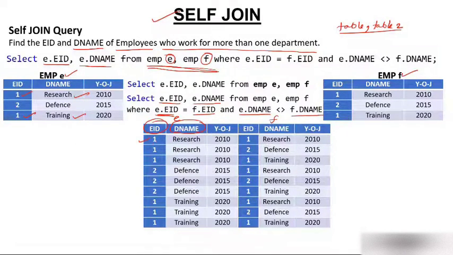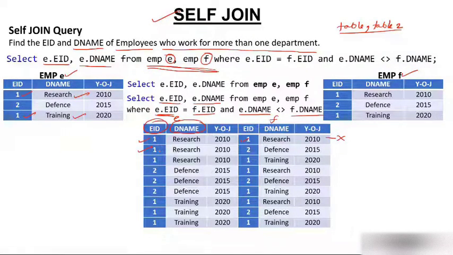E.EID is equal to this. Yes, this is equal to this. E.DName is not equal to this? No, this is equal. So we will not include this row, because one condition is true and another is false. Fine.